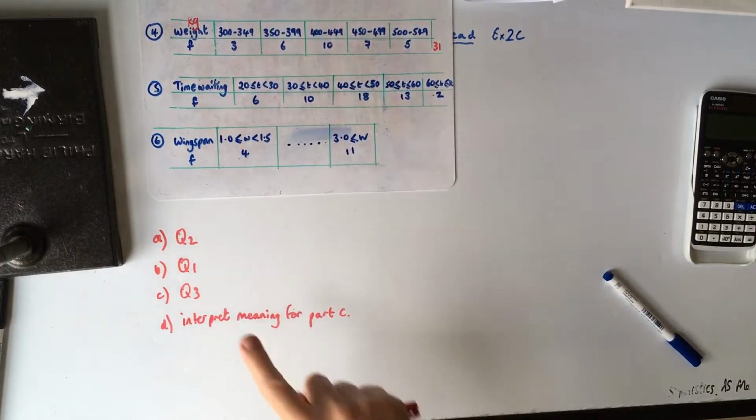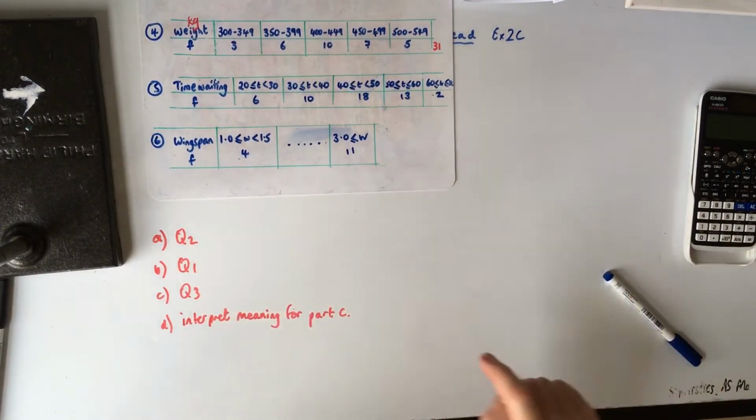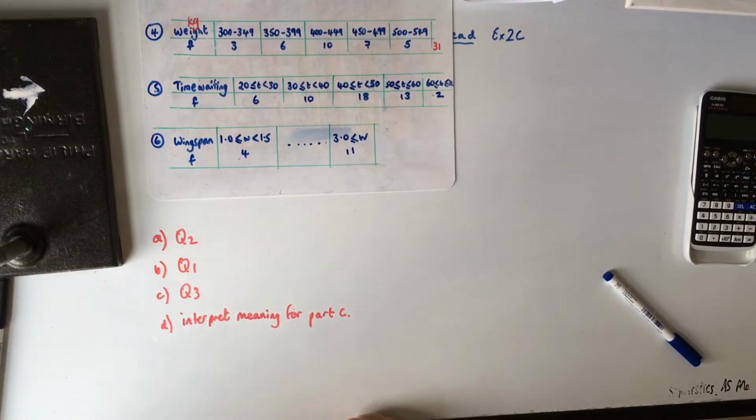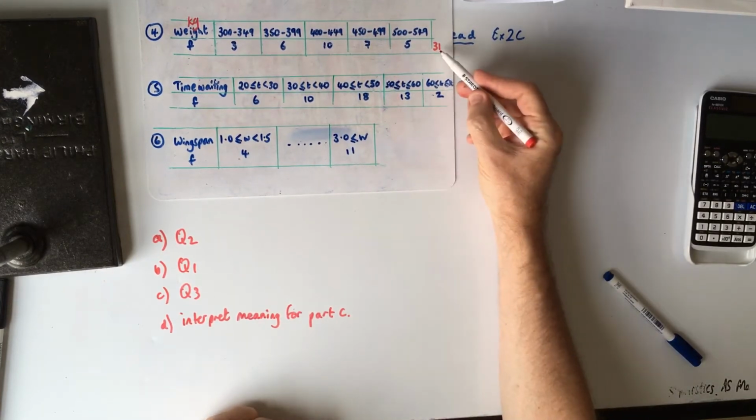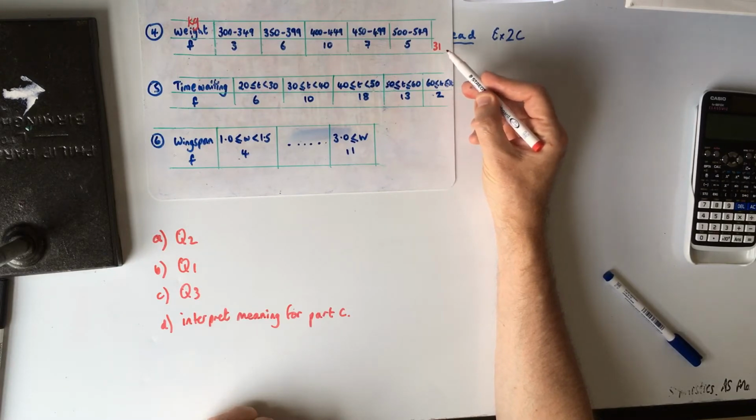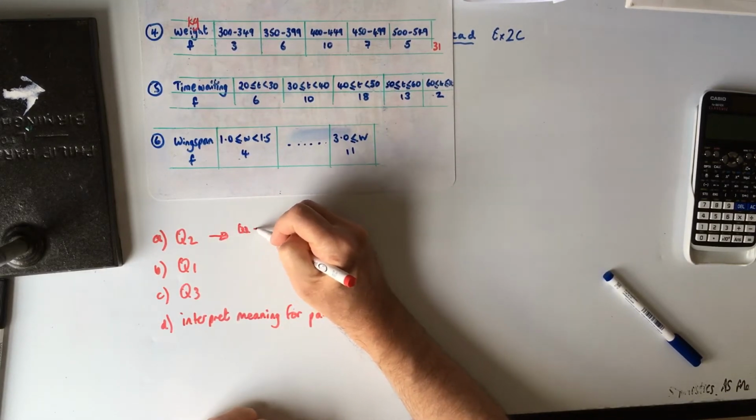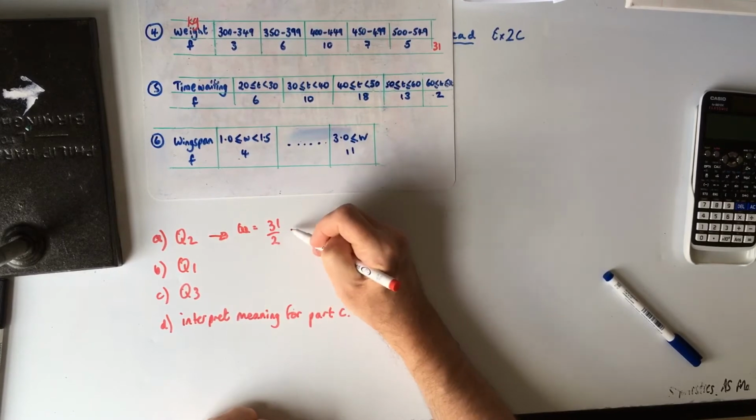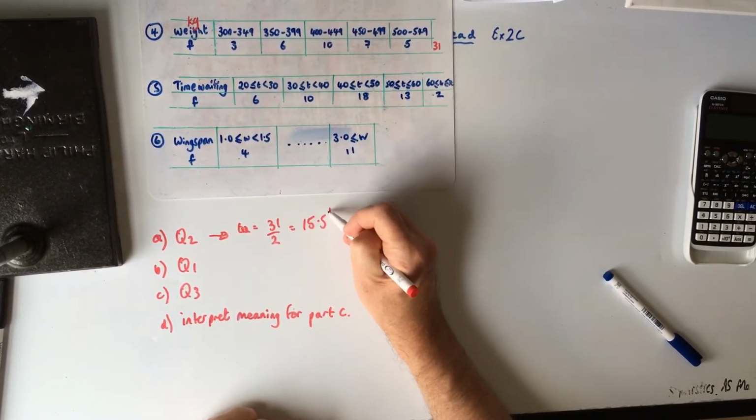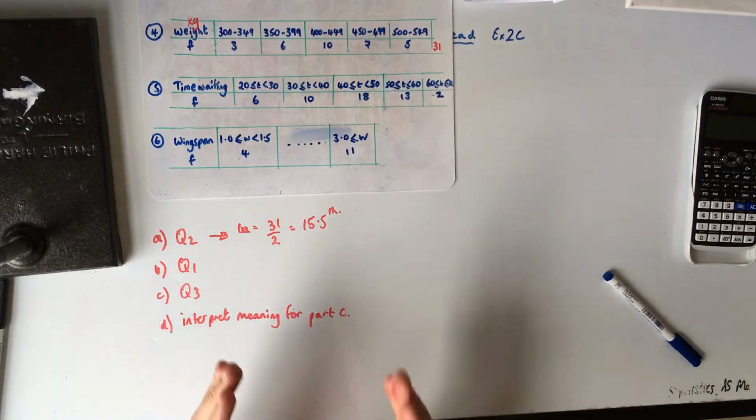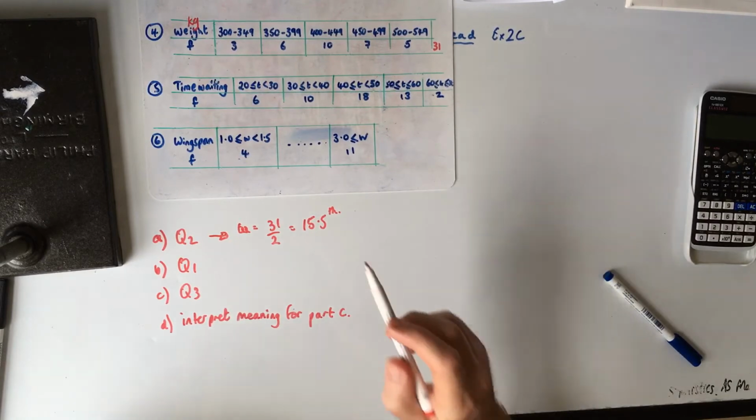Okay. Let's just do the median. That's fine. It's continuous data. So we're just going to halve that figure. There's 31. So Q2 is going to be 31 divided by 2, which is the 15.5th position. So we want the 15.5th. It's not discrete, we're not going to round up or anything like that. The 15.5th. Which group does this lie in?